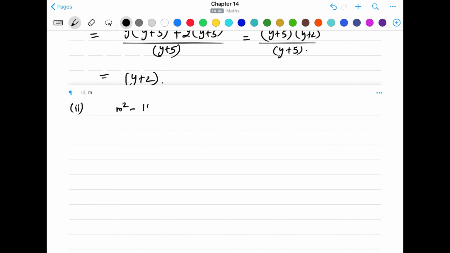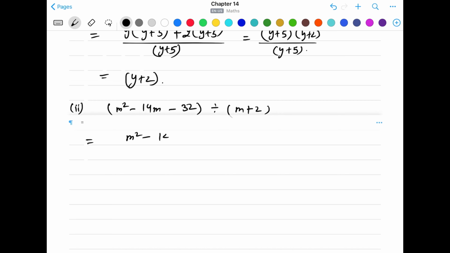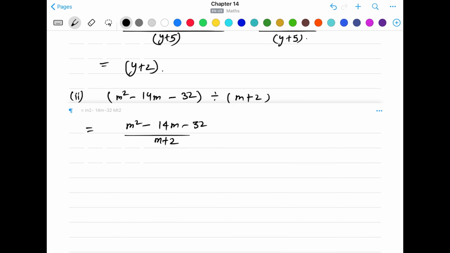m square minus 14m minus 32 divided by m plus 2. Okay, so that means we have m square minus 14m minus 32, which is to be divided by m plus 2. Okay, again we'll use the method of splitting the middle term. So this m square into minus 32 will give us minus 32m square. Okay, we can write this 14 as minus 16m plus 2m. Okay, so this minus 16 plus 2 will give us a minus 14, and minus 16m into 2m will give us minus 32m square.